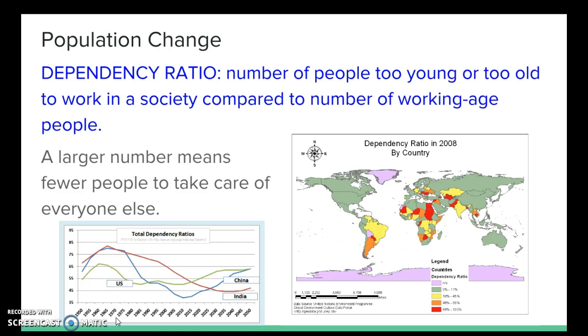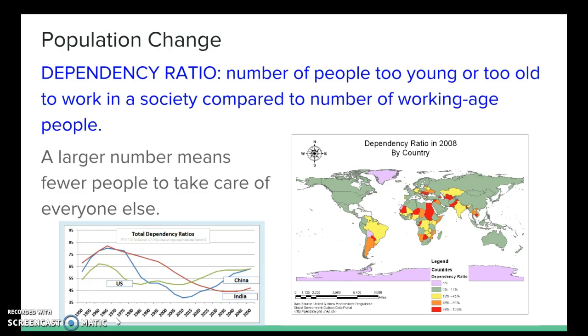Having a dependency ratio in the 50s or 40s or 30s is considered pretty good overall. But once you get above 60, it's considered a problem for that country, and there's a lot of issues that go in with that. Notice that after World War II, in the early part of the graph on the lower left, China and India had ridiculously high dependency ratios. That's because they had so many kids. That's why China had a one-child policy, because of how many babies there were in the country.